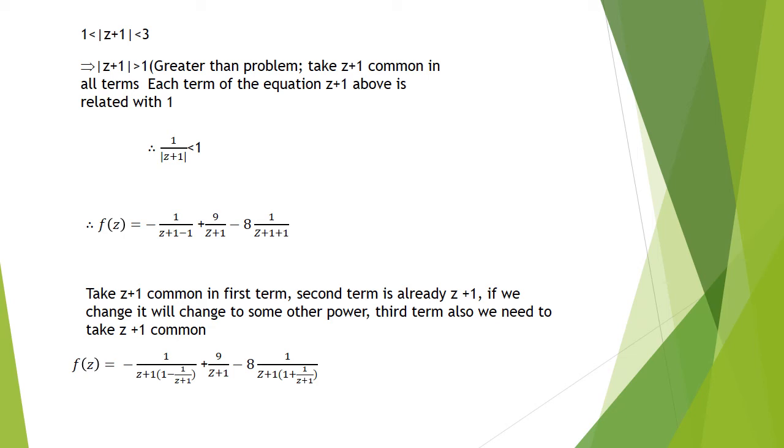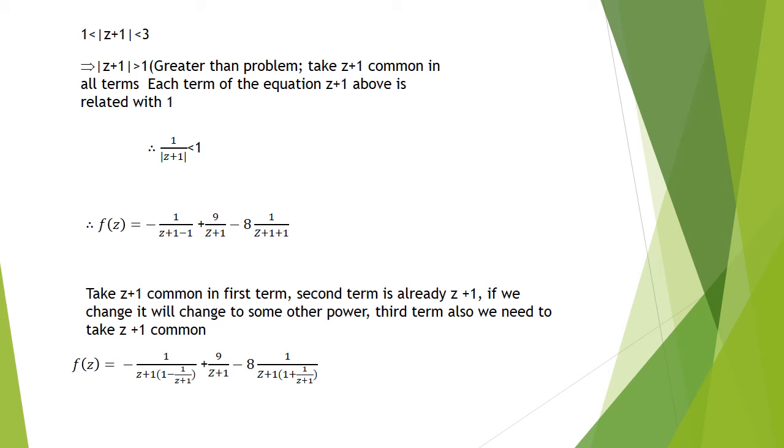So we will take z+1 common in the denominator. So |z+1| greater than 1, take z+1 common in all terms. Each term of the z+1 above is related with 1. So from the given region, it is 1 by |z+1| is less than 1. So the equation is minus 1 by (z+1)-1 plus 9 by z+1 minus 8 by (z+1)+1.